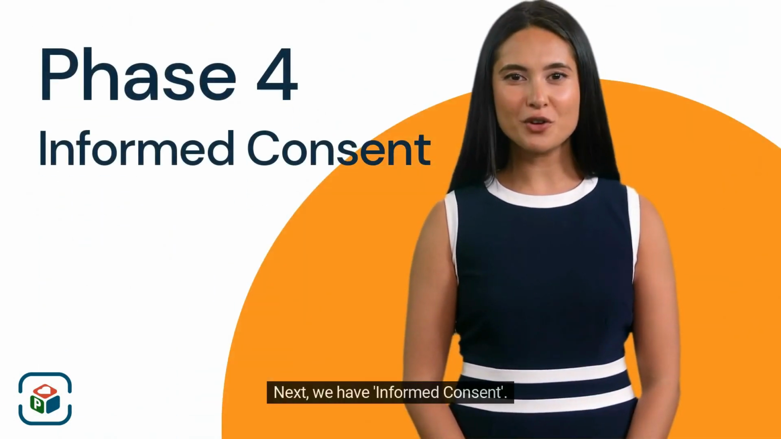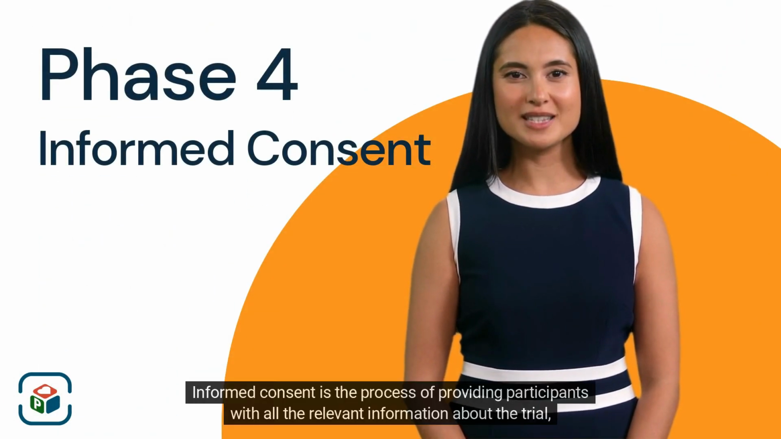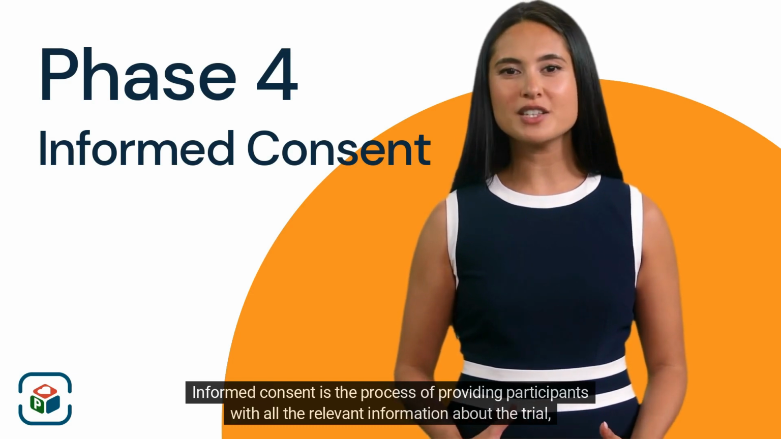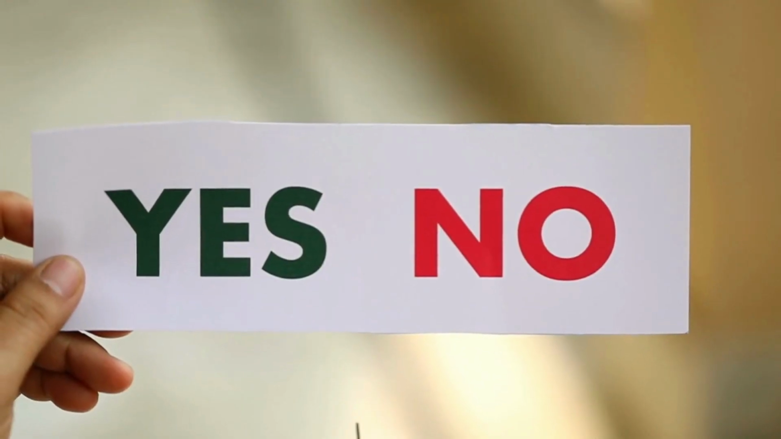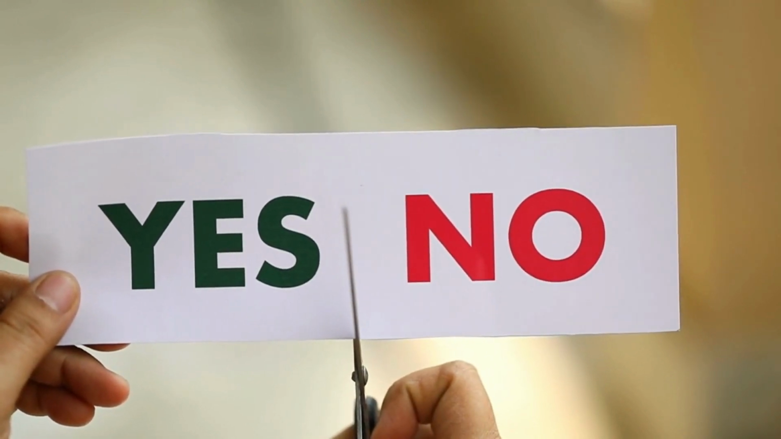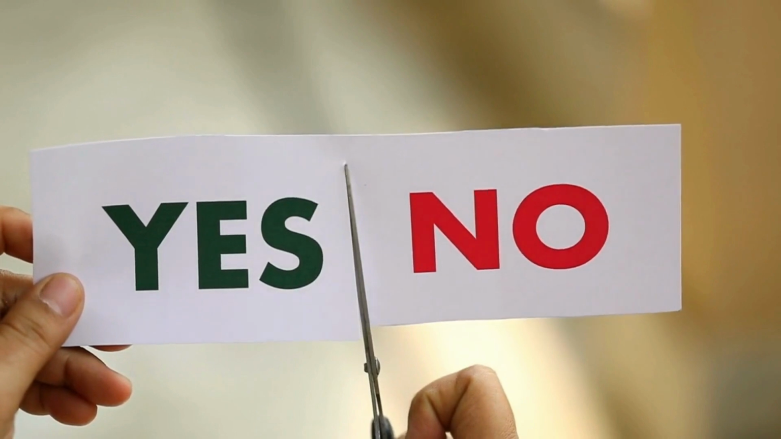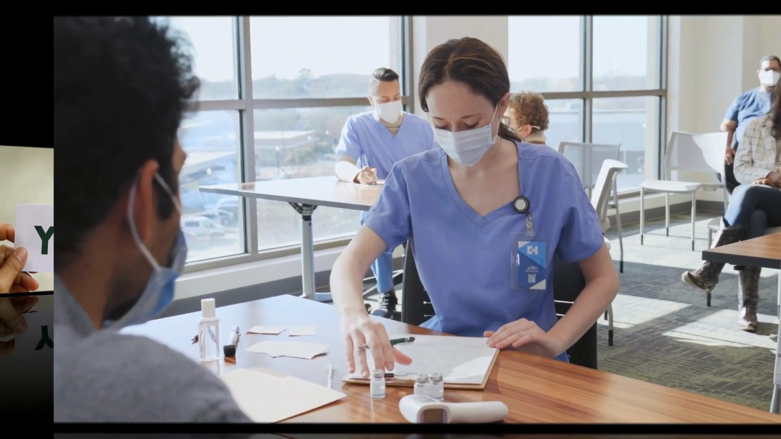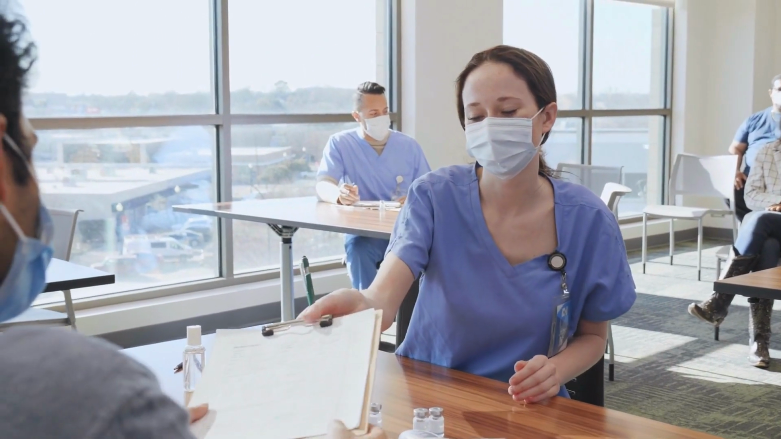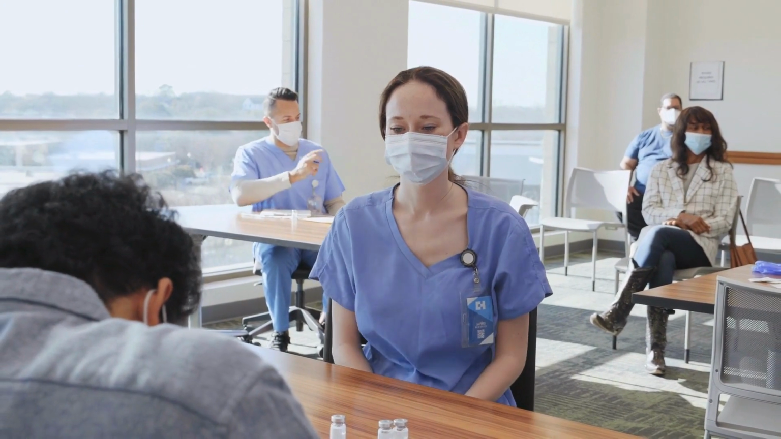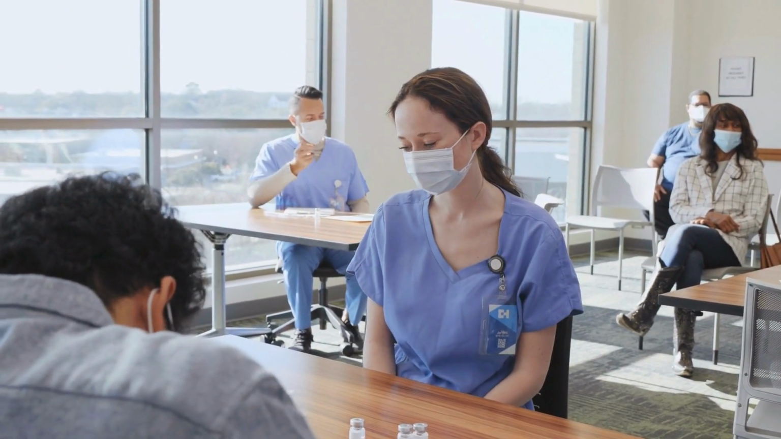Next, we have informed consent. Informed consent is the process of providing participants with all the relevant information about the trial, including its purpose, procedures, risks, benefits, and their rights as participants. Participants are required to provide their voluntary and informed consent before participating in a clinical trial. Informed consent ensures that participants are aware of the trial's implications and can make an informed decision about their participation.